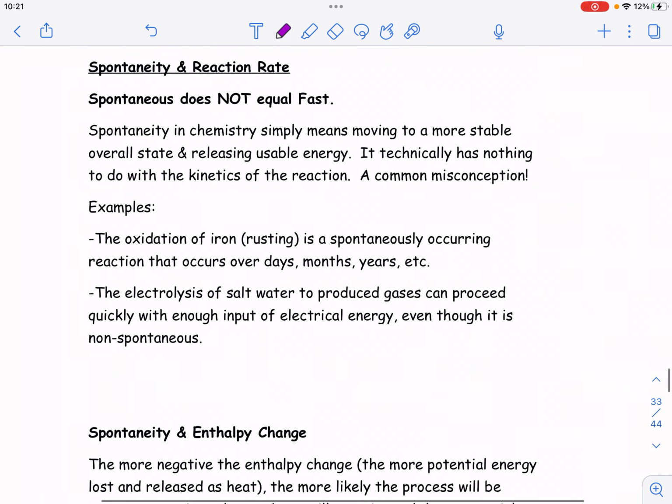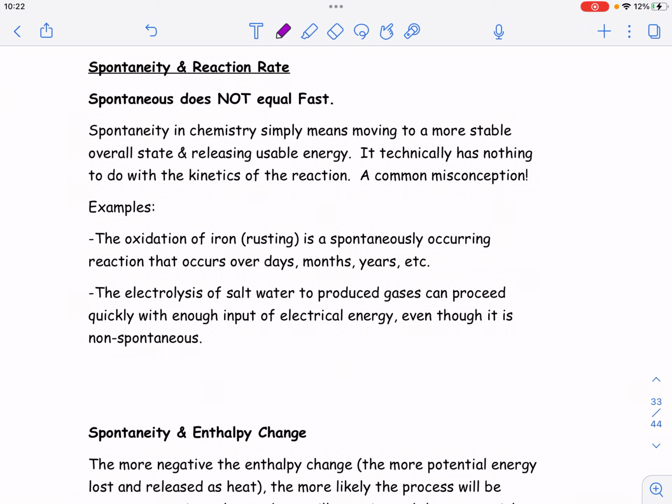Spontaneous also does not necessarily mean fast in this context. Okay, so in our context here, it's going to mean we're moving from less stable to more stable in terms of the overall thermodynamics of the situation, which has to do with potential energy, internal chemical potential energy. That's our enthalpy idea, and also in terms of entropy, the amount of disorder.